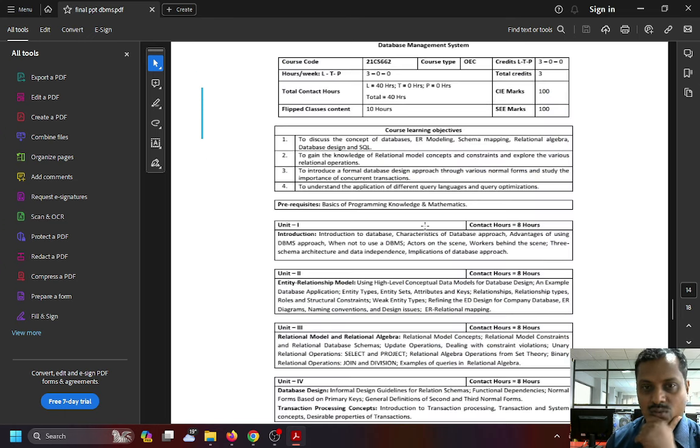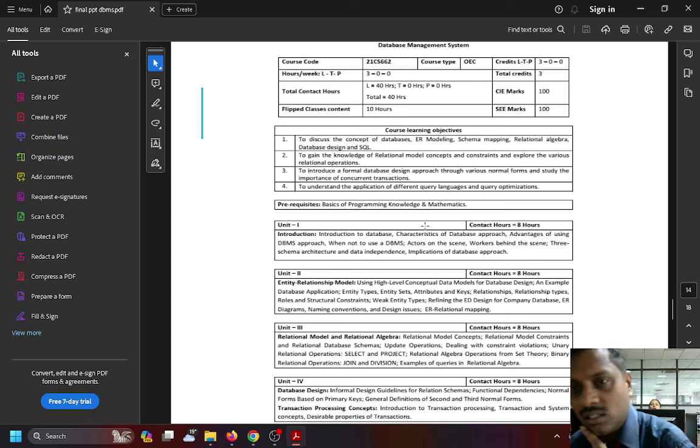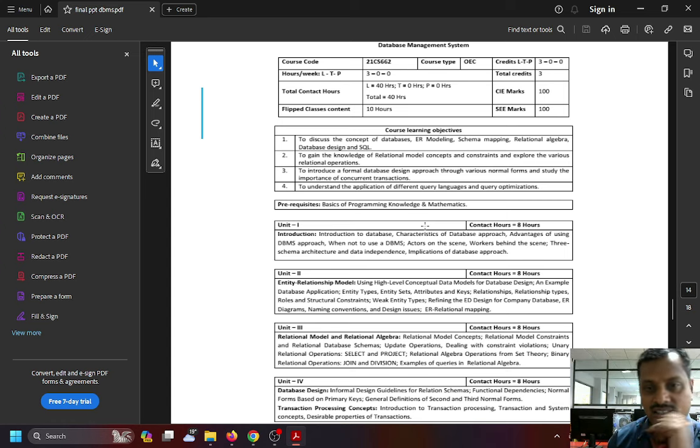Next, this course code is 21CS662. It's an open elective. These are the course objectives that you learn. You're going to learn database ER modeling, that is entity relationship modeling. If I say entity, it is an item, for example a student name and his details. You can say that is an entity. So when I say entity, it is a student, and with respect to that you can draw the diagram in terms of ER modeling.